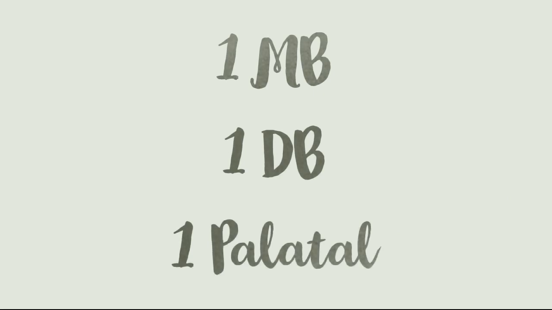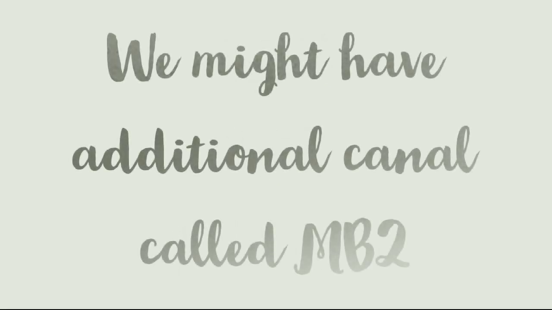The location of these canals is indicated by their names. One is mesiobuccal, so you go mesiobuccally, and one is distobuccal, so you go distobuccally in order to find this canal. In some cases, we might have an additional canal called an MB2, and this canal sometimes goes unnoticed and it can lead to failure in RCT.